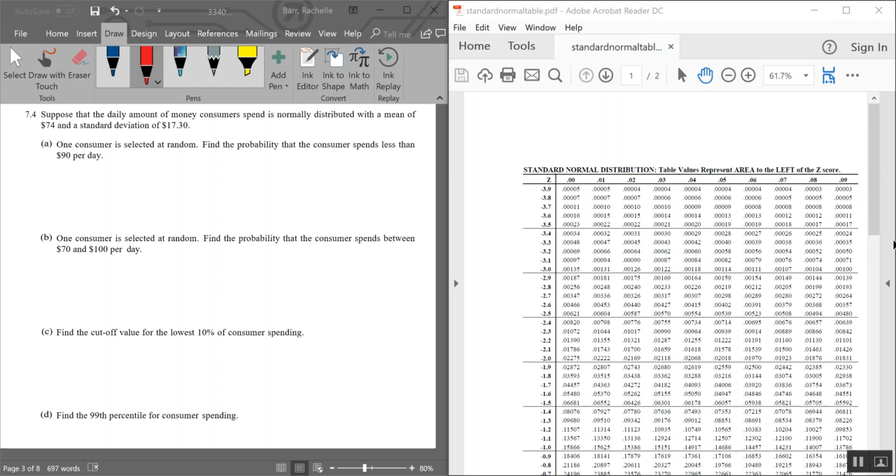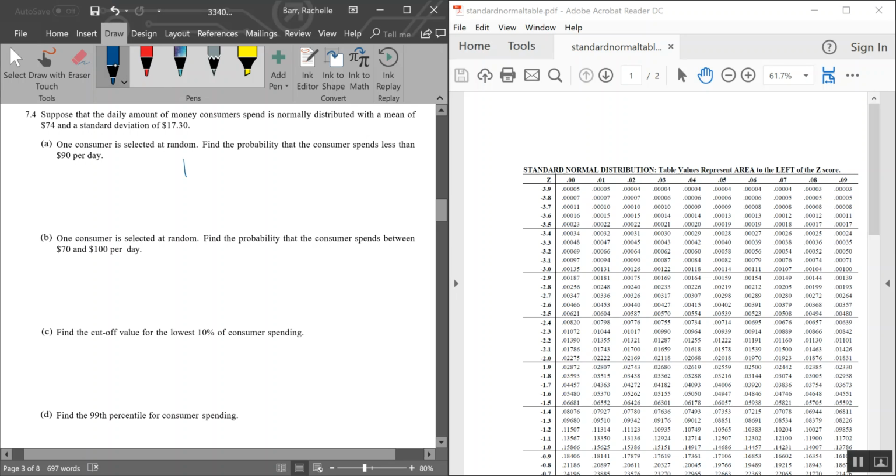So basically, what we're looking at here is daily amount spent by consumers, normally distributed with a mean of $74 and a standard deviation of $17.30. And what we want to find is the probability for A that a consumer spends less than $90 per day. So the amount they spend is less than $90.